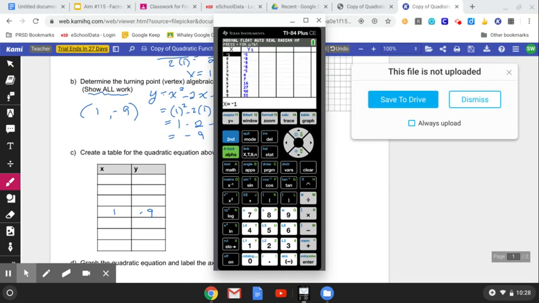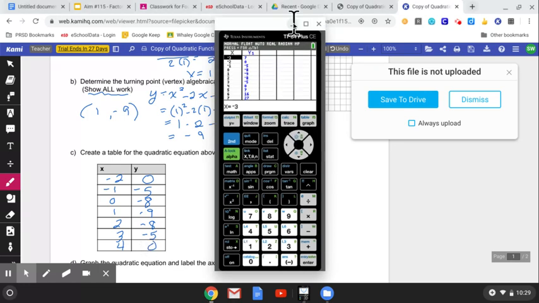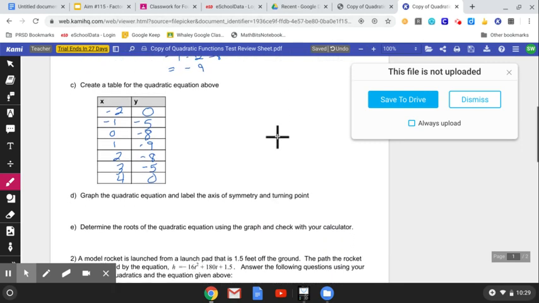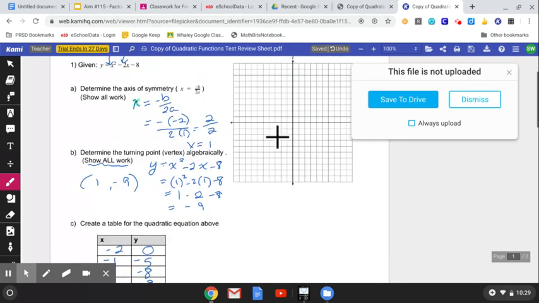All right, back to the table. Let's get 1 in the middle and then pick a couple of points on either side of it. So now I got (1, negative 9), 0, negative 1, negative 2, 1, 2, 3, 4. Okay. Negative 8, negative 5, 0, negative 5, 0. Okay. That looks good. Now it says graph the quadratic and label the axis of symmetry and the vertex.